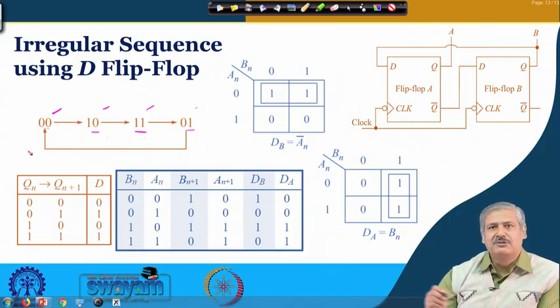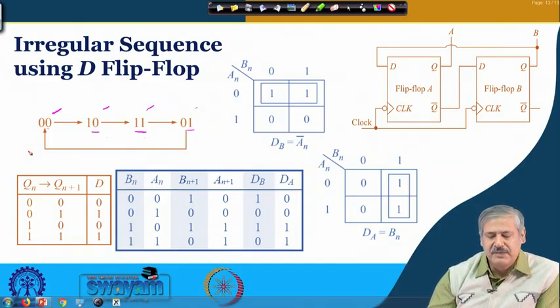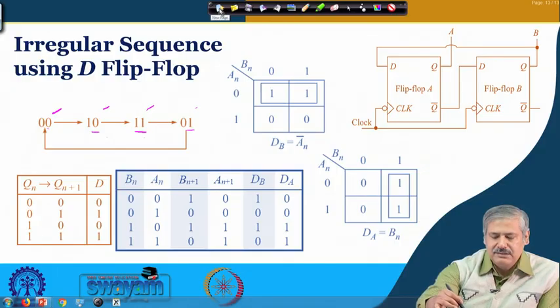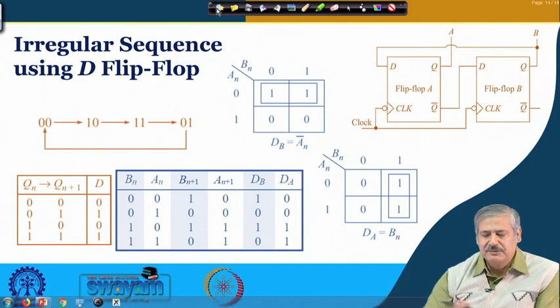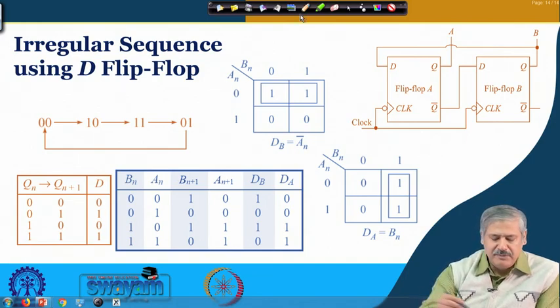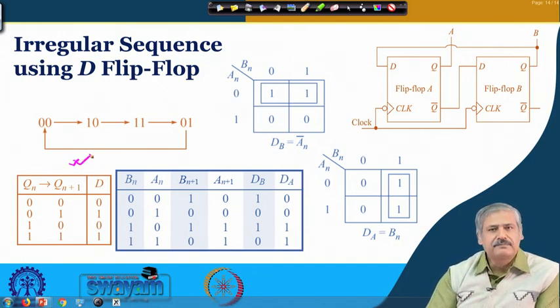So, it is not 0, 1, 2, 3, 0, or the down count the way I have seen, 3, 2, 1, 0 and again 3. It is not like that. And what else is there in this particular example? We had used JK flip flop earlier. Now, we are considering D flip flop. So, with D flip flop also you can design a counter. Let us see how. Since it is D flip flop, the D flip flop excitation table will be put to use.